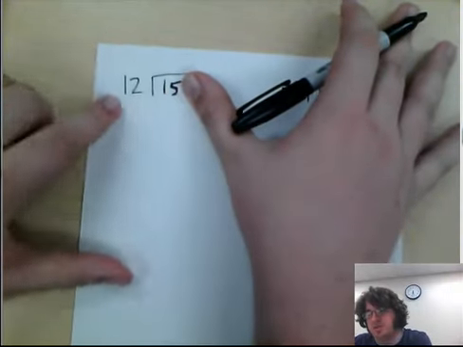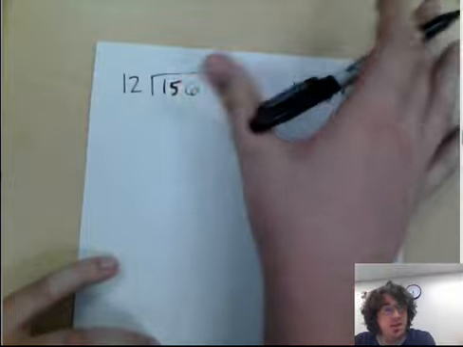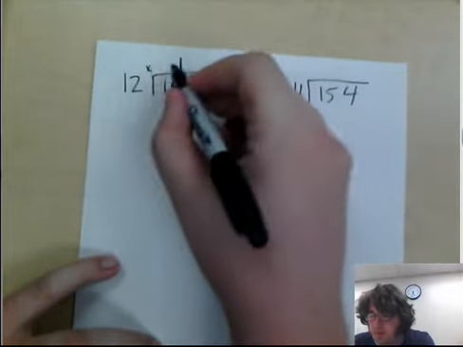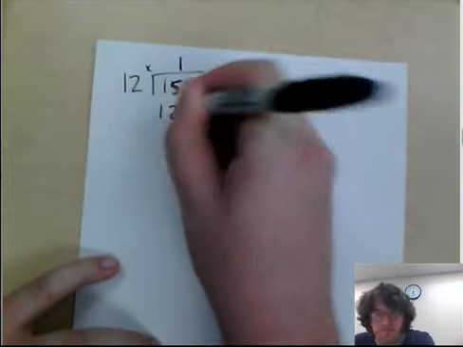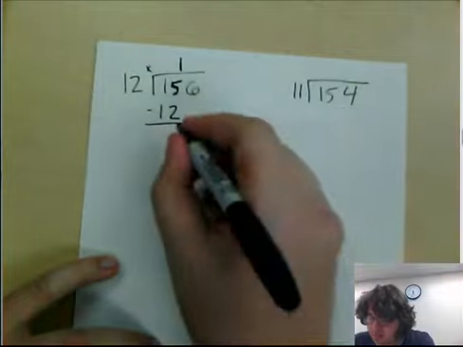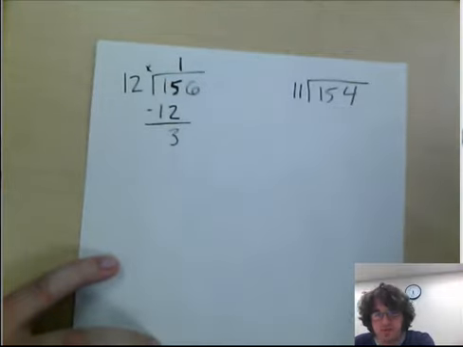Okay, so how many times does 12 go into 15? Well, it can only fit once. And then I multiply, so 1 times 12 gives me 12. 15 minus 12 leaves me with 3.